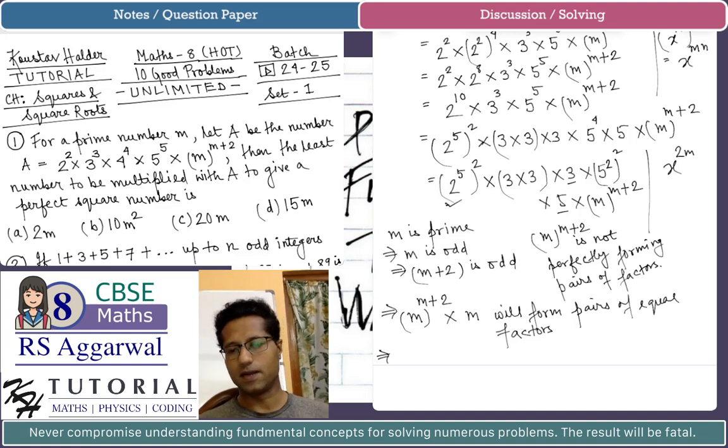So if I multiply by another m, the factor m that is left behind will form another pair. So it has to be multiplied. M to the power m plus 2 when multiplied by m will create pairs of equal factors.